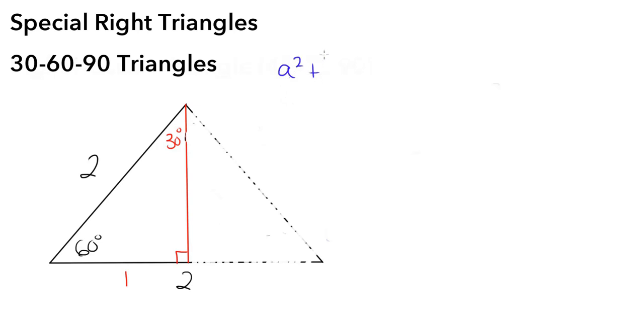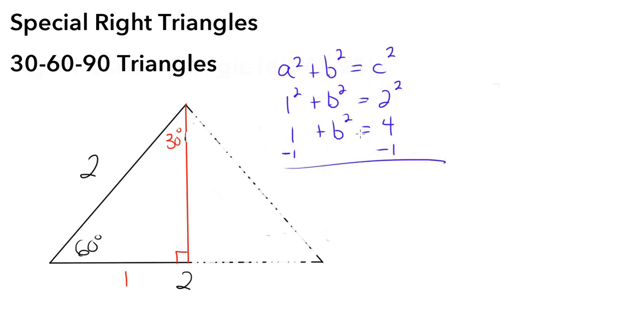So a squared plus b squared equals c squared. We'll call this leg a, so 1 squared plus b squared equals c squared, so 2 squared. 1 squared is 1, and 2 squared is 4. We subtract 1 from both sides, and we get b squared equals 3. So if b squared equals 3, then b equals the square root of 3, or radical 3. So that is the measure of this leg, radical 3.